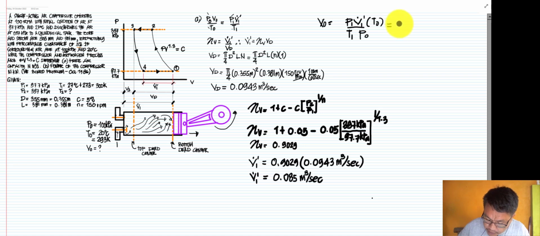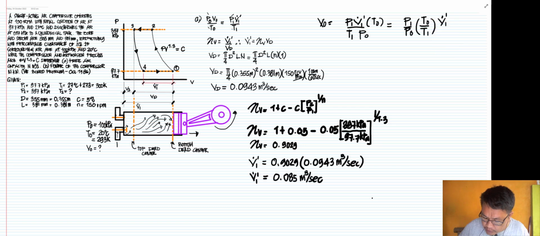Or we can say that this will become P sub 1 over P sub 0. Okay, then we multiply it by T sub 0 and P sub 1. Okay, then this is multiplied by the volume flow rate prime 1.